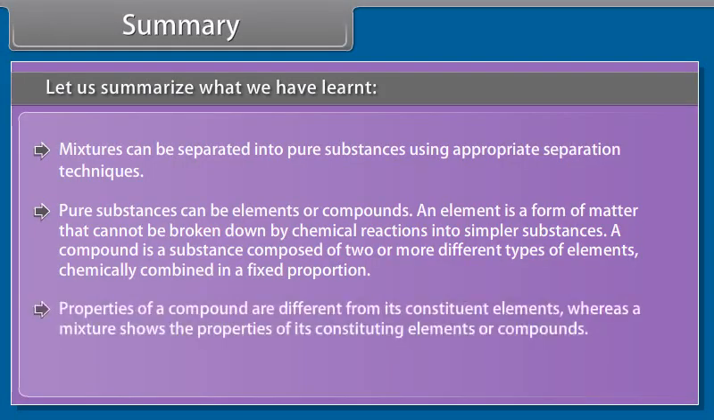An element is a form of matter that cannot be broken down by chemical reactions into simpler substances. A compound is a substance composed of two or more different types of elements chemically combined in a fixed proportion. Properties of a compound are different from its constituent elements, whereas a mixture shows the properties of its constituent elements or compounds.